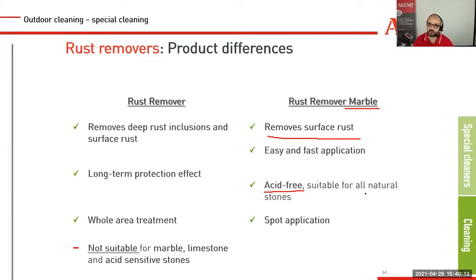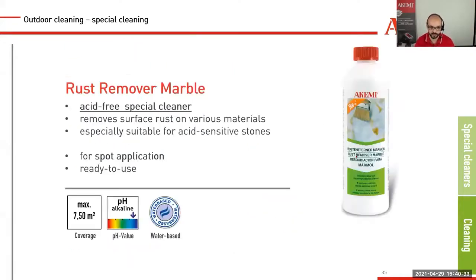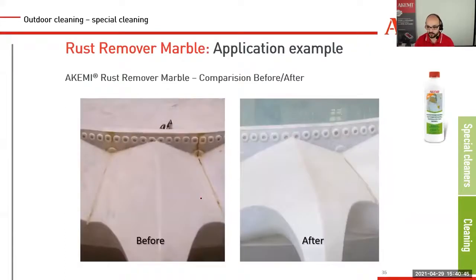And since you don't have a transformation of metal inclusions in the stone, you can also do a spot application. This is important because in this way you have a really fast way to remove rust stains on the surface. As I said, this is the rust remover marble, as you can see here in the picture. It's for spot application. It's ready to use, so you don't have to dilute it. After this example, we will do a practical demonstration.